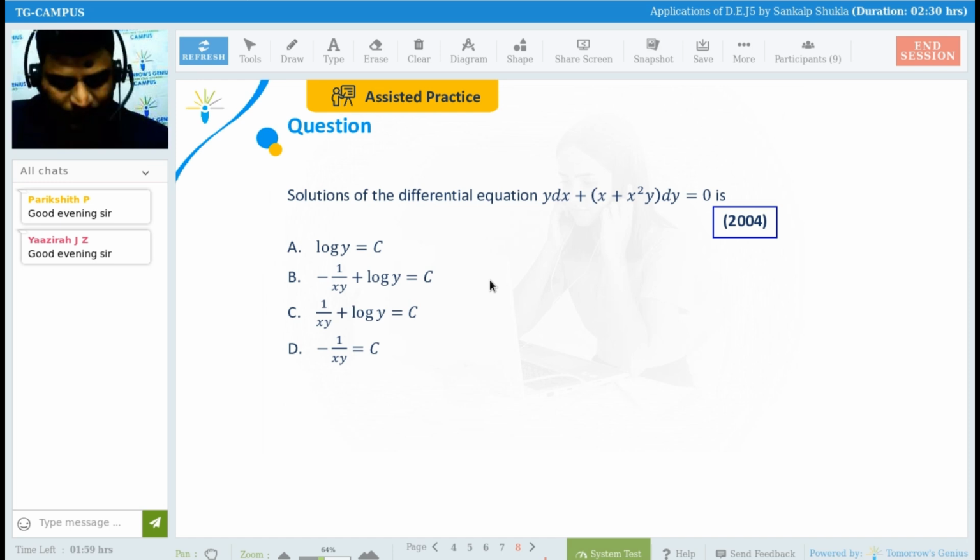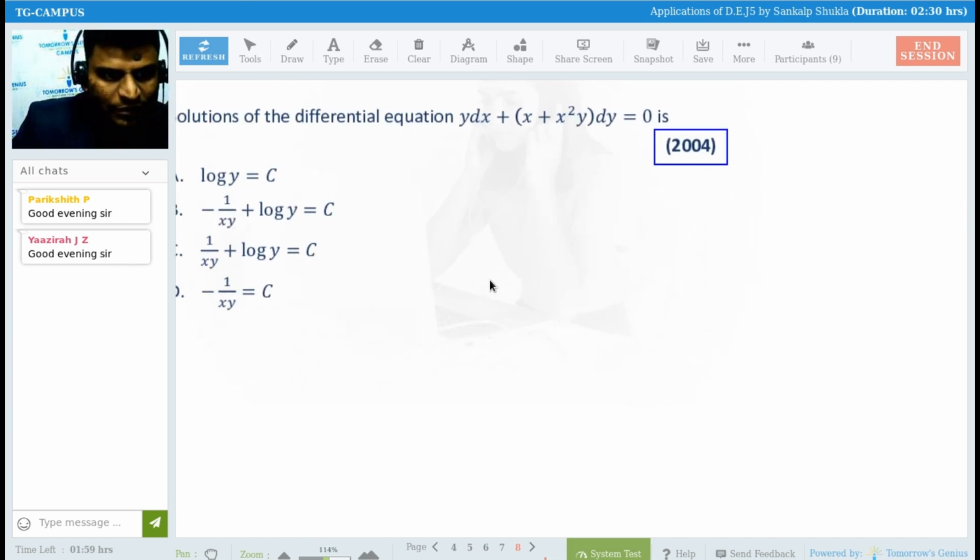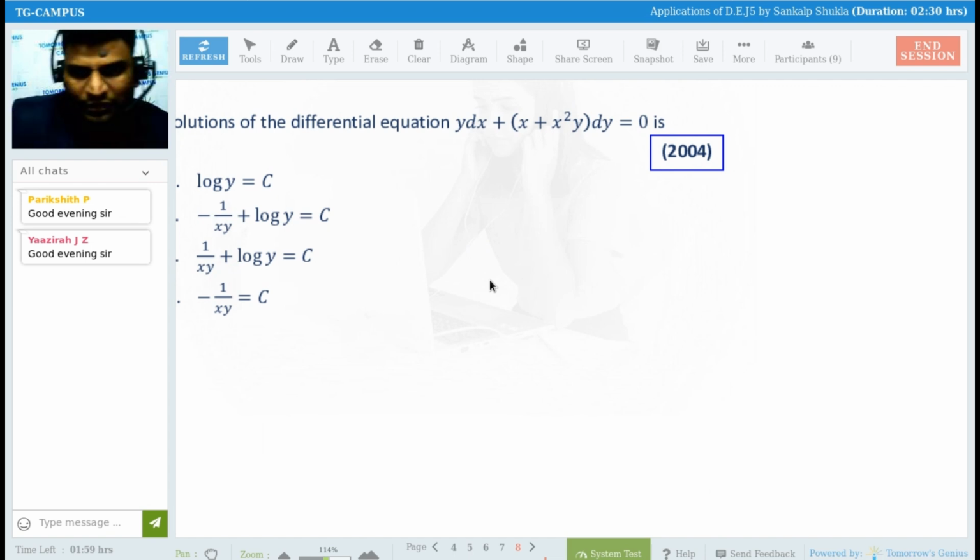Anybody else who has got the answer apart from Parikshit? Vishwanath is also saying it is B. Okay, let me check. Okay, so it's a question from 2004.